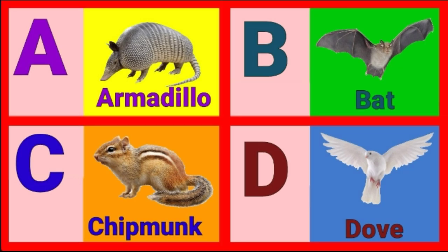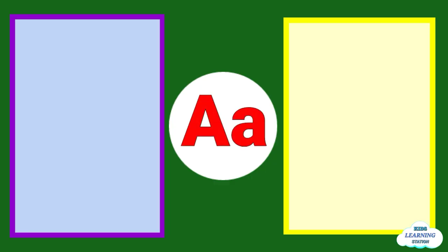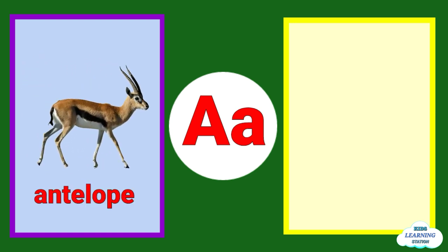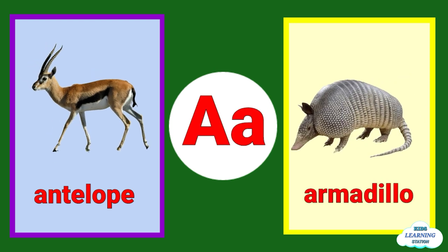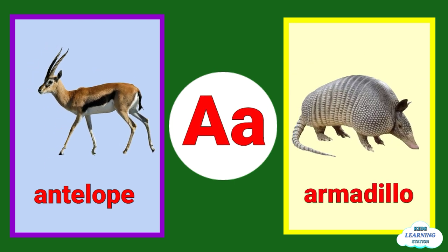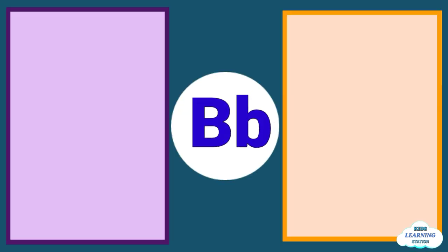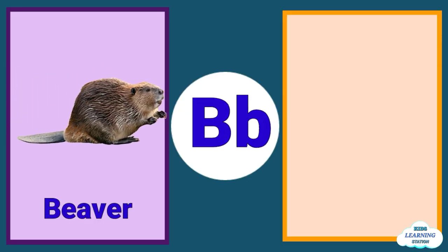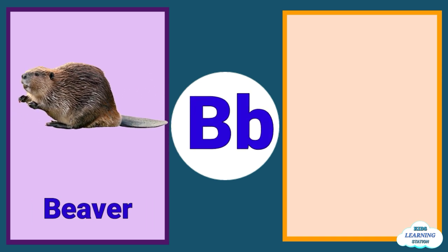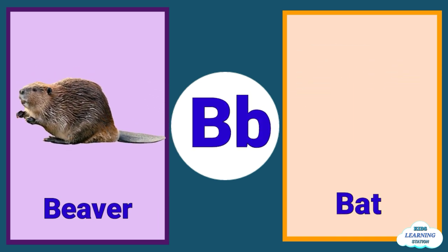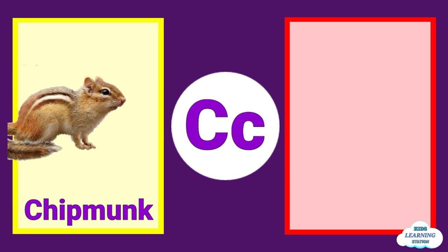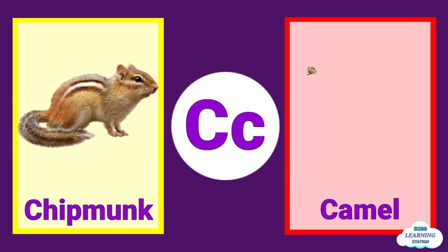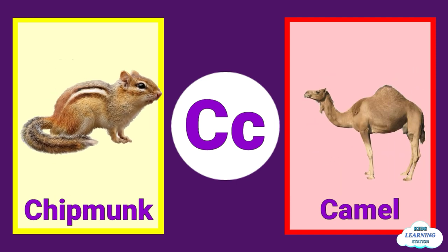ABC Animals. A is for antelope. Antelope. A is for armadillo. Armadillo. B is for beaver. Beaver. B is for bat. Bat. C is for chipmunk. Chipmunk. C is for camel. Camel.